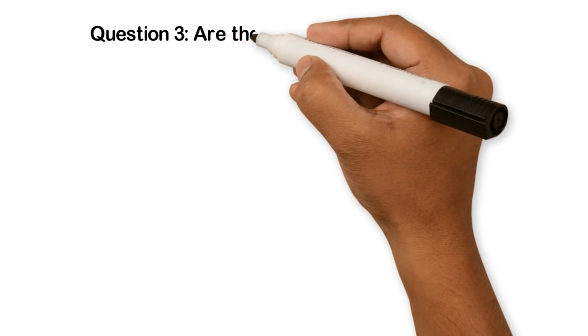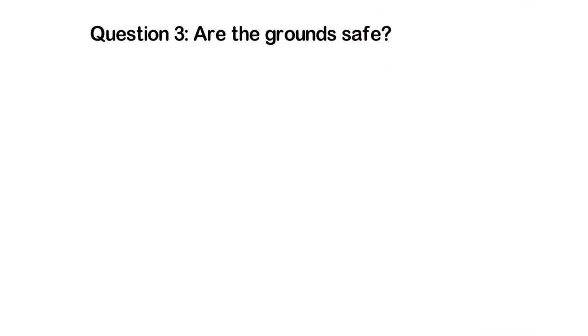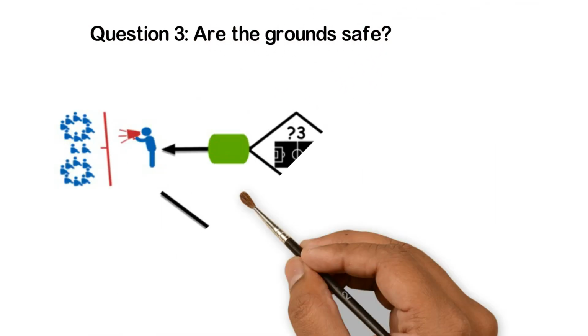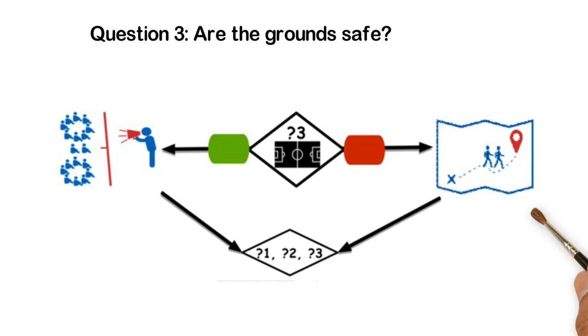Question number 3. Are the school grounds safe? If the buildings are not safe to stay in, and if you have to evacuate, then question 3 must be answered immediately. If school grounds are safe, then assemble and shelter outside is the safest procedure.